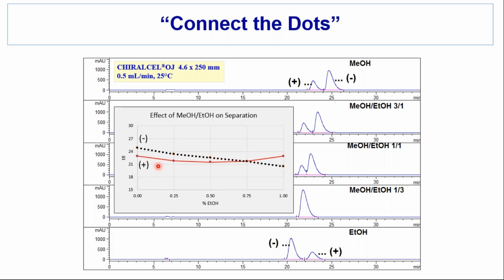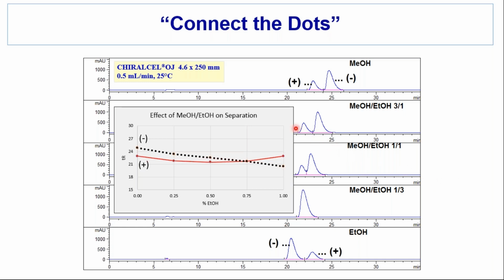For the plus isomer, interestingly, the minimum retention occurred at about a 1-to-1 ratio of methanol to ethanol, and we got more retention with 100% methanol and 100% ethanol. That's not particularly important in this separation, but this is the sort of thing you may want to know in doing method development, method troubleshooting or method validation.